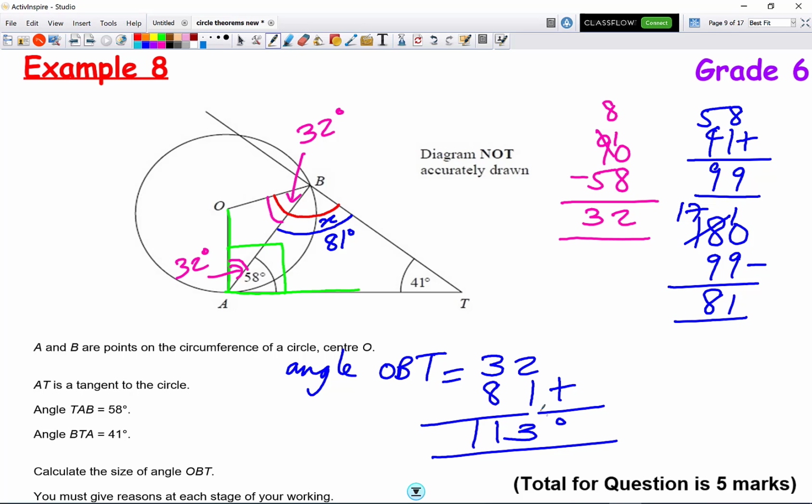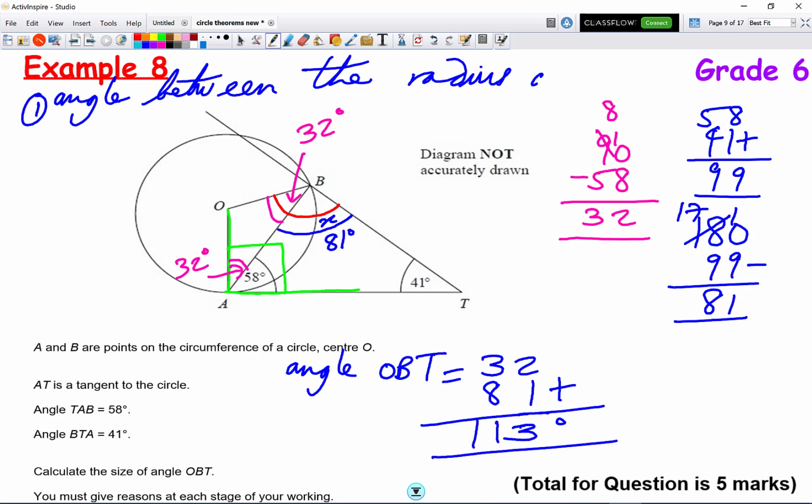So 113 degrees, and we're done. And we need to also give reasons for our working out. So we're going to say, 1, that the angle between the radius and the tangent is 90. The radius and the tangent is 90.